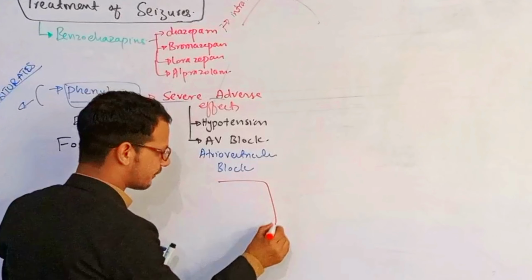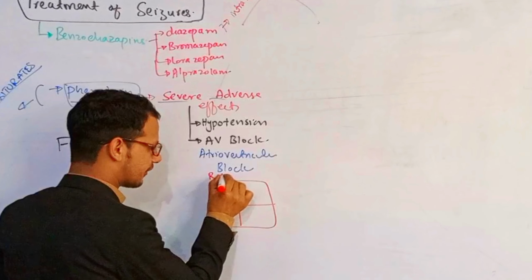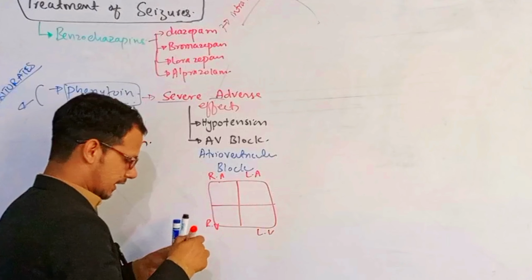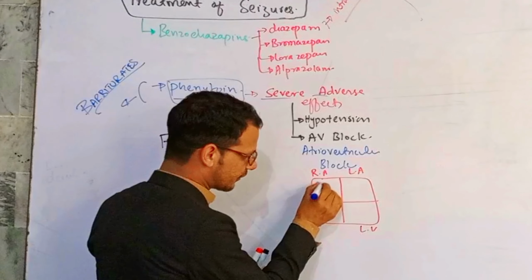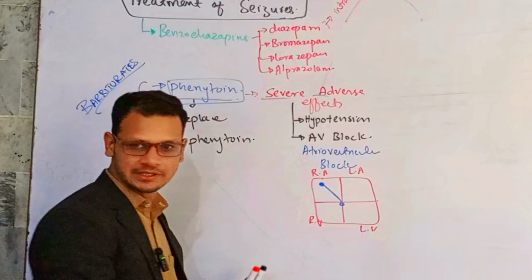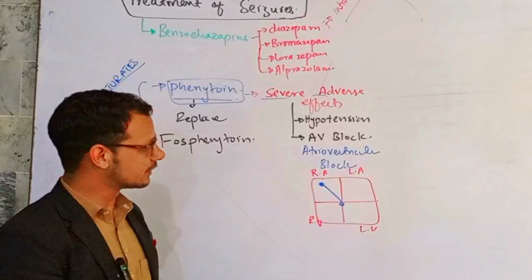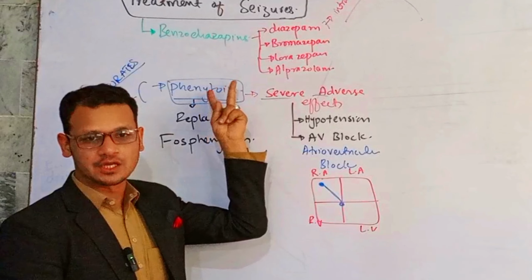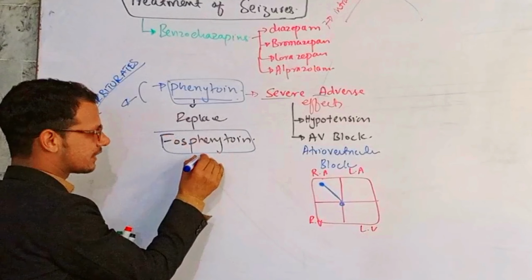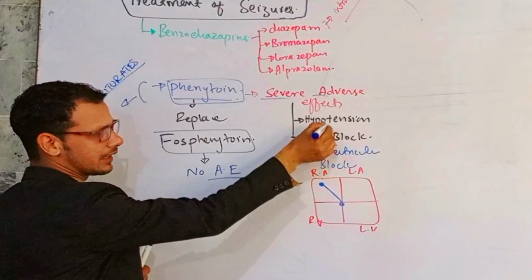For example, this is the heart, this is the right atrium, this is the right ventricle, this is the left ventricle, this is the left atrium. The conduction system between the atrium and ventricle, these impulses will be stopped and the heart will not contract enough. So these are the side effects of phenytoin. So in place of phenytoin, we will give another drug because it has no adverse effects like AV block or hypotension.